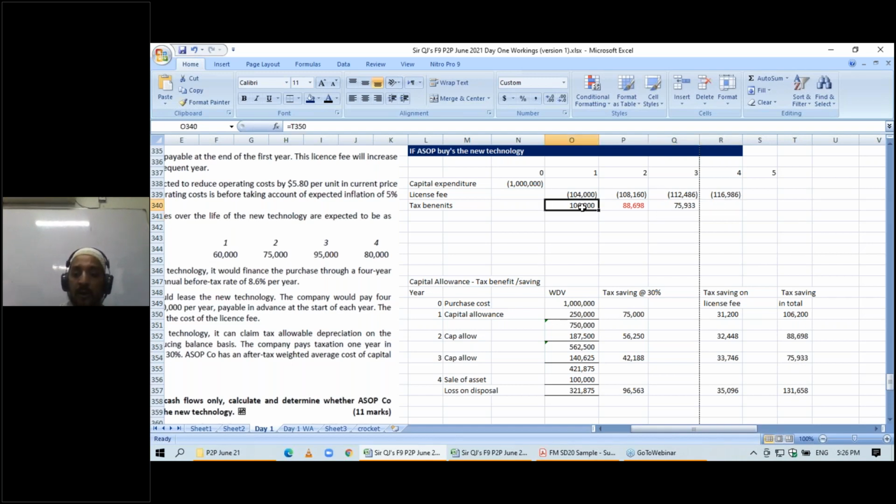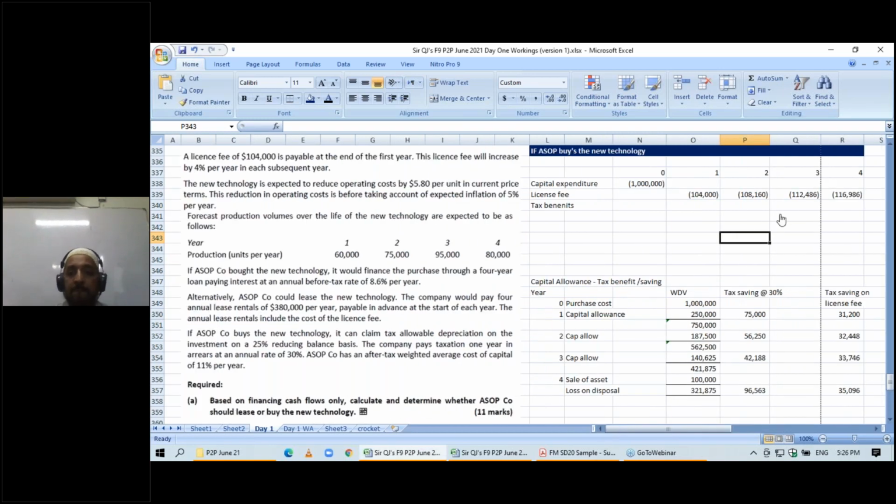So students, an important point over here is when the tax will be paid. If you note in the question, let me highlight by blue, the company pays taxation 1 year in arrears, at an annual rate of 30%. This means that if the profit is earned in the first year, the taxable income arises in year 1, but the tax will be paid in arrears, meaning in the second year the tax will be paid, right?